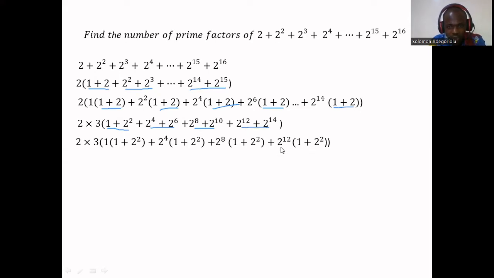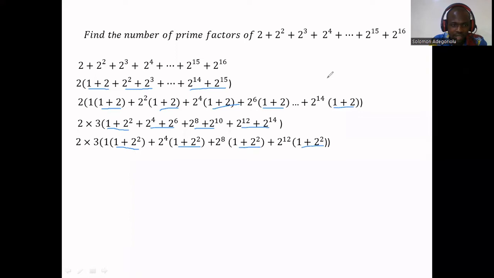The common factor is 2 raised to power 12 into bracket 1 plus 2 raised to power 2. So also something is common here, and what's that? We have 1 plus 2 raised to power 2 as the common factor.